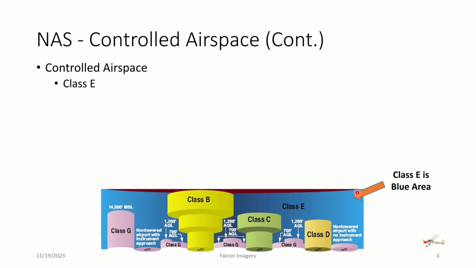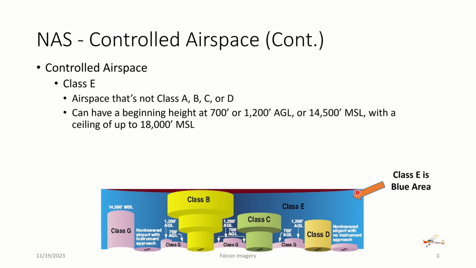Controlled airspace Class E is airspace that's not Class Alpha, Bravo, Charlie, or Delta. It can have a beginning height at 700 feet or 1,200 feet AGL, or above ground level, or 14,500 feet mean sea level, with a ceiling of up to 18,000 feet MSL. So basically, it goes up to the point where you get to Class Alpha airspace.